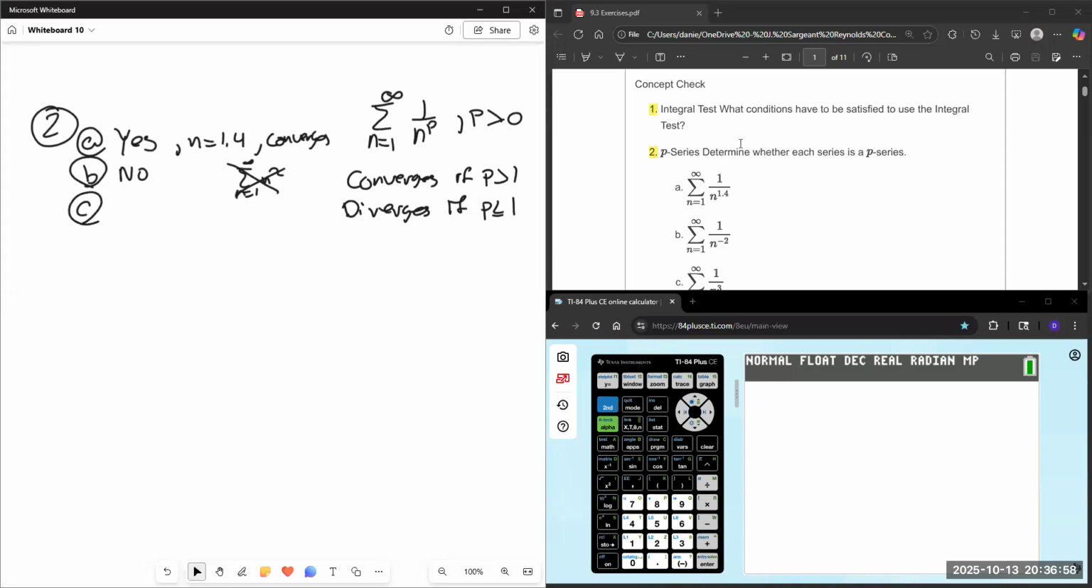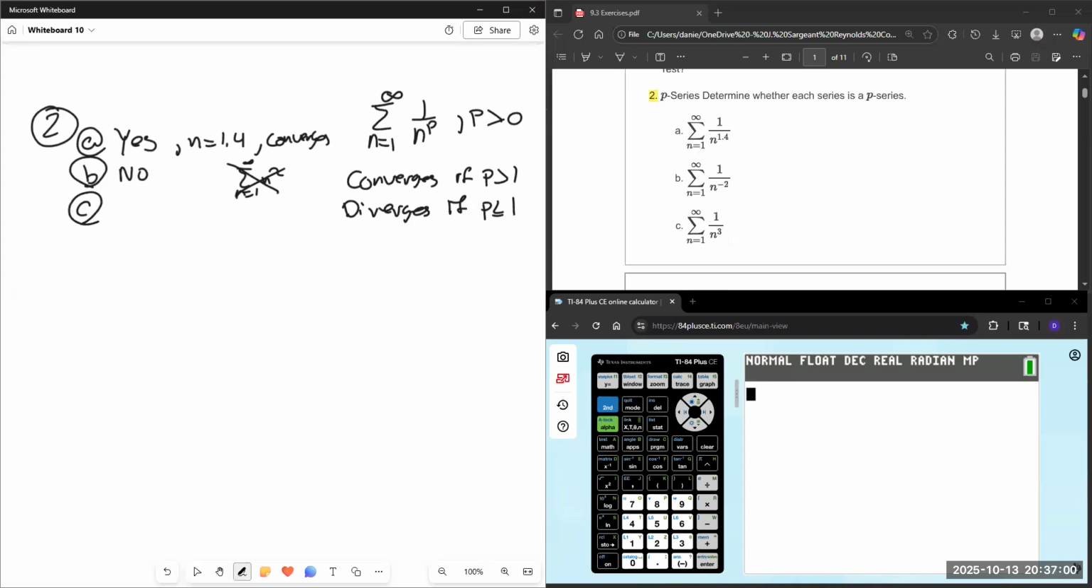3, yes, it's a p series. p is equal to 3, and that would converge.